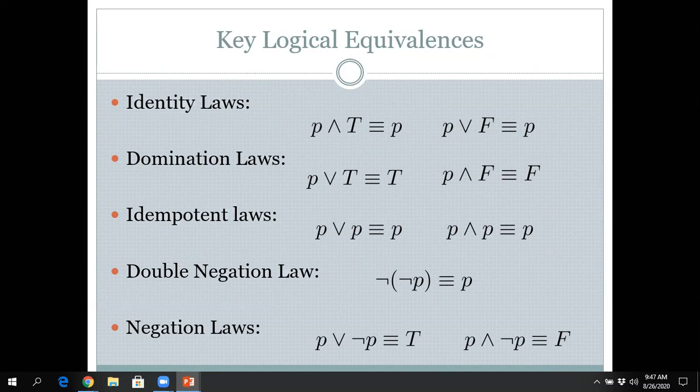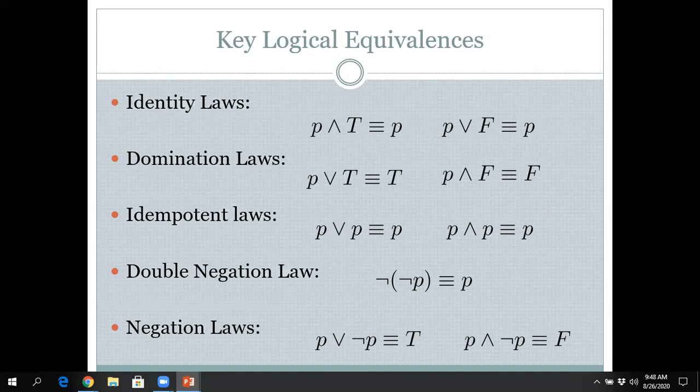Domination laws. Ooh, that's interesting. If I take P or true, do I even care what P is? No, it's true. What about P and false? False. What does that remind you of? Think about it. That's kind of like adding 1 in the first case, right? And the second case is almost like multiplying by 0, which just kills it. Does that make sense? Okay.